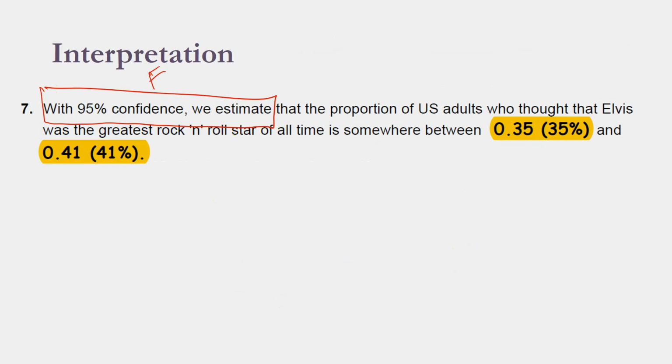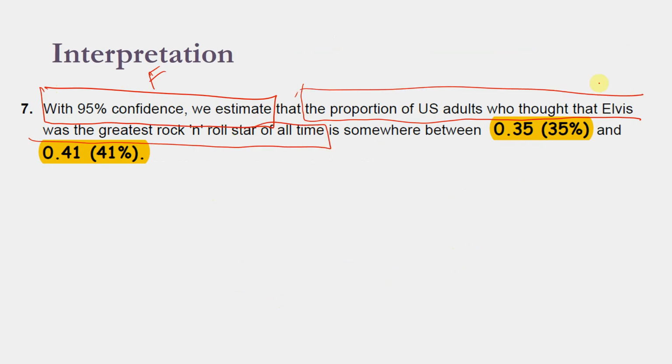The parameter, the proportion of US adults that thought Elvis was the greatest rock and roll star of all time, quite a long one, so that's the parameter, and the interval. As long as it's got those three things in it, it's a good interpretation of the confidence interval. The little bits and pieces of language are not as important.